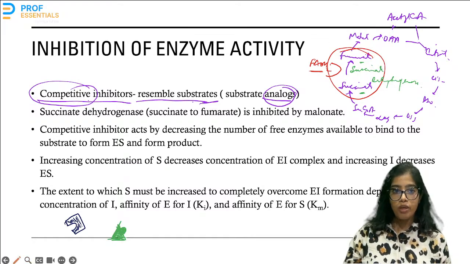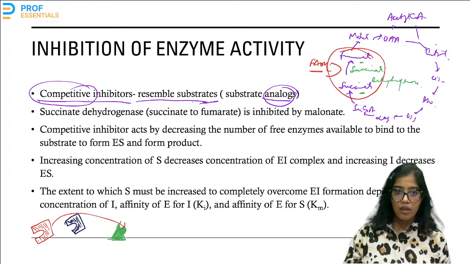Now, a competitor of succinate has entered the environment. How does the competitor look? The competitor looks like this. It is similar to succinate. Now what will happen is it is going to go and attach here. Now this enzyme is going to form an enzyme inhibitor complex. Instead of an enzyme substrate complex, it is going to form an enzyme inhibitor complex.